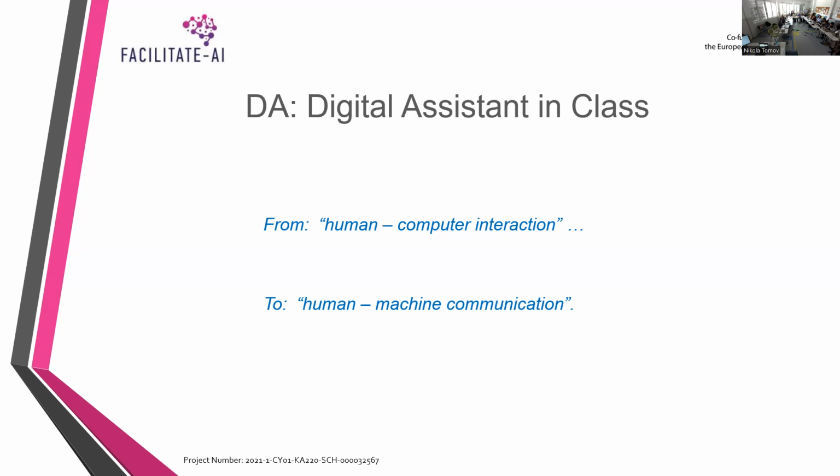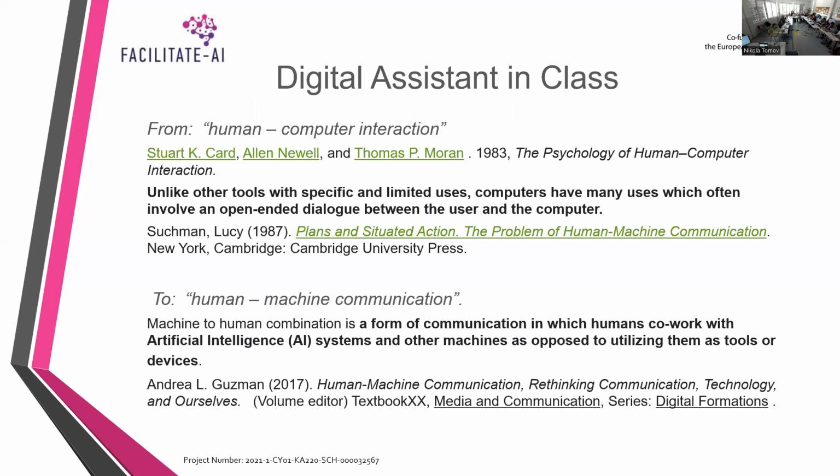But let's start by clarifying some things. We started many years ago, in the 80s, talking about human and computer interaction, as it was defined by Card, Newell and Moran. And then we had to define human and machine communication, not interaction. But in fact, do we have communication with machines now?